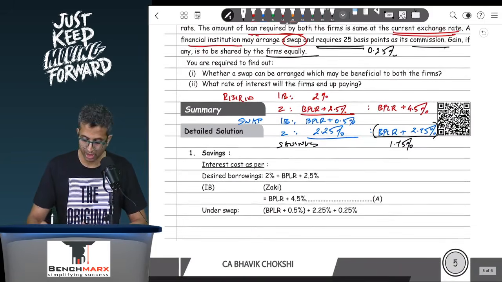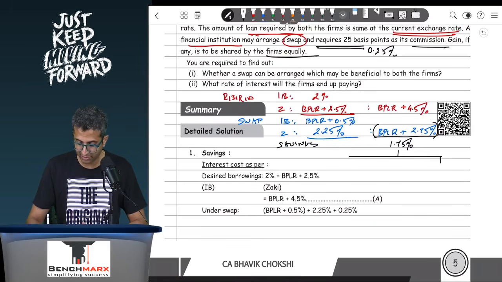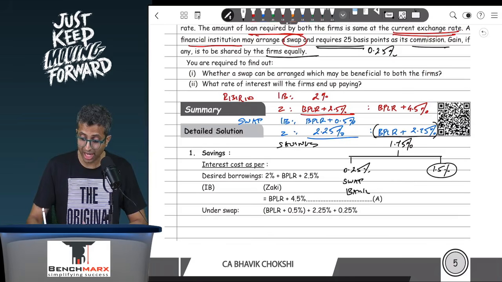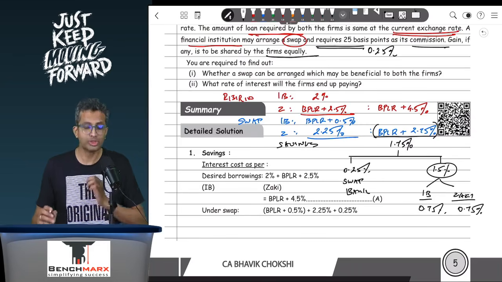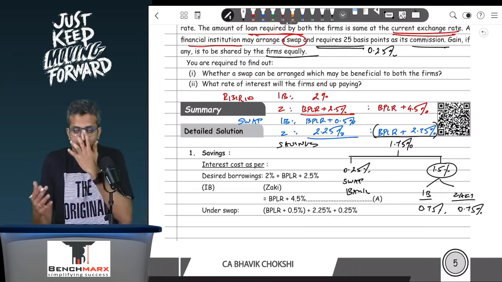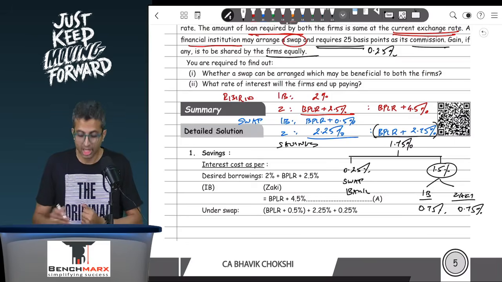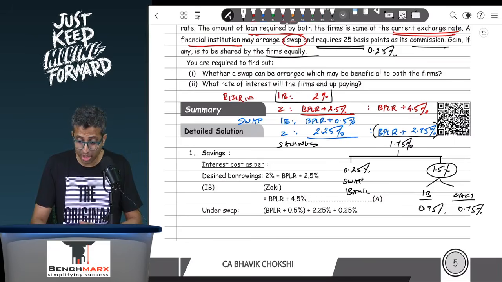So what will I do over here? Out of the 1.75%, I will say that around 0.25% will be eaten up by the swap bank, who is the intermediary, and the remaining, that is 1.5%, will be shared by IB and Zaki. In what ratio? Well, IB will share half of it, that is 0.75%. Zaki will share the other half of it, that is 0.75%. So which means if I enter into a swap, my ultimate cost of borrowing should be lower. If I had borrowed directly, IB would have paid 2% of borrowing.